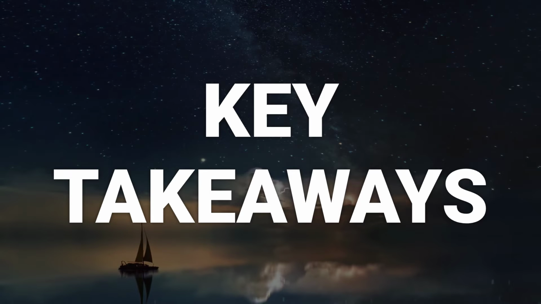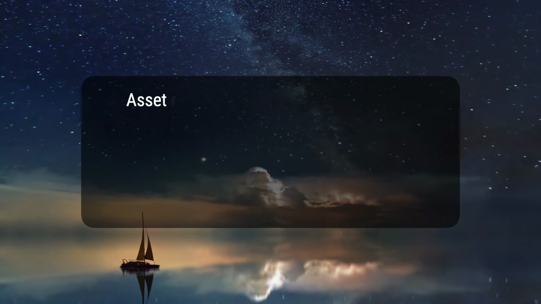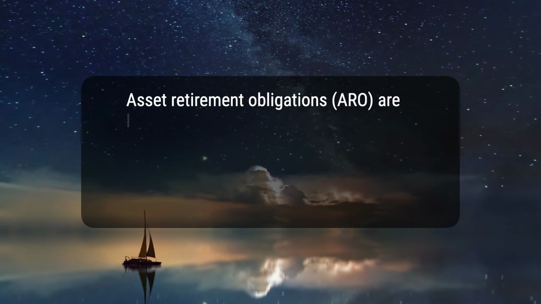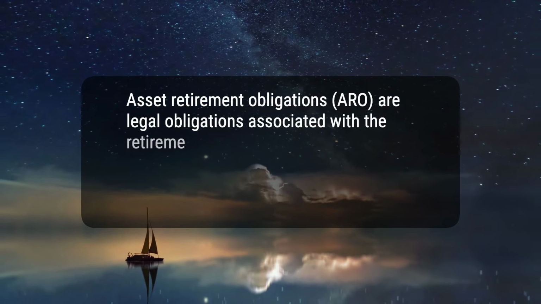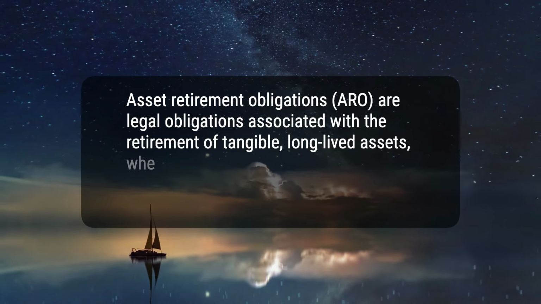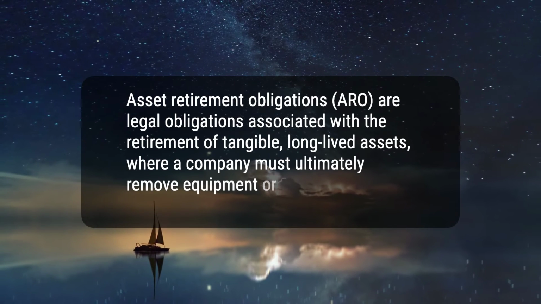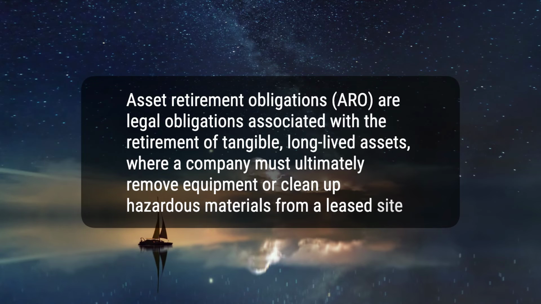Here are 3 key takeaways. 1. Asset retirement obligations, ARO, are legal obligations associated with the retirement of tangible, long-lived assets, where a company must ultimately remove equipment or clean up hazardous materials from a leased site.